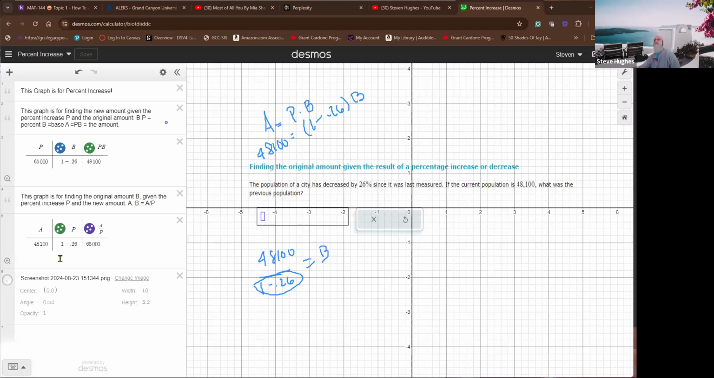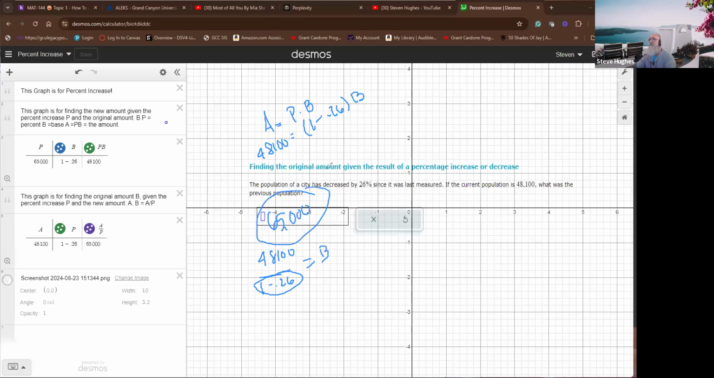So here I've set up my table in Desmos. I put in 48,100. I put in my percent decrease, right? It's not increasing, it's decreasing. So 1 minus 0.26 equals P, which is A divided by P. So in Desmos, I just put A divided by P, and it gives me 65,000. That tells me that the population was 65,000. That was the original amount.